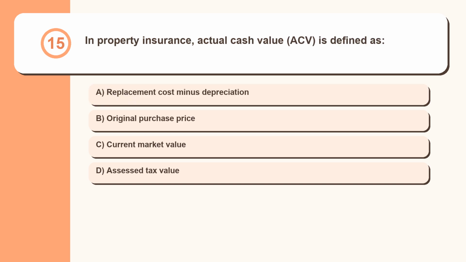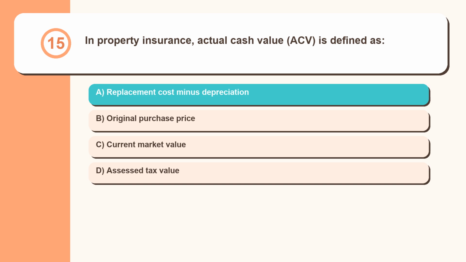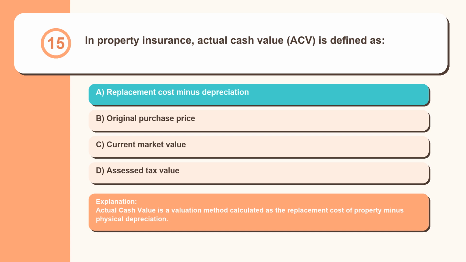Question 15. In property insurance, actual cash value, ACV, is defined as replacement cost minus depreciation, original purchase price, current market value, assessed tax value. Actual cash value is a valuation method calculated as the replacement cost of property minus physical depreciation.